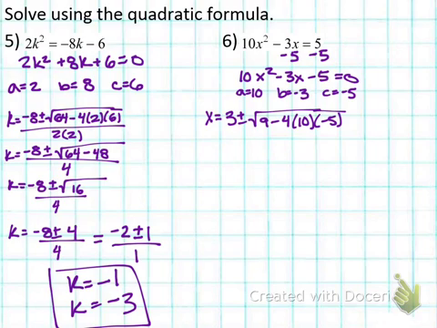Okay, plus or minus the square root of b squared. Negative 3 squared is 9. Minus 4ac. This is a, this is c, so I'm good. And that's going to be all over 2a. A was 10.